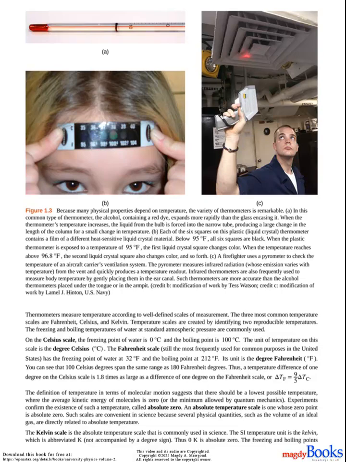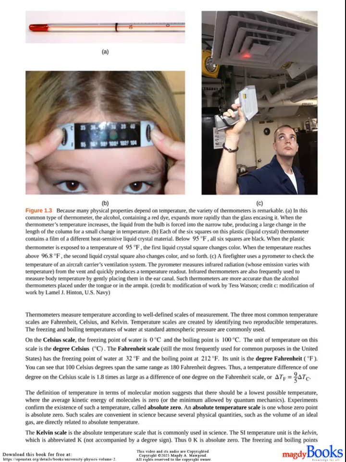The Fahrenheit scale, still the most frequently used for common purposes in the United States, has the freezing point of water at 32 degrees Fahrenheit and the boiling point at 212 degrees Fahrenheit. Its unit is the degree Fahrenheit. You can see that 100 Celsius degrees span the same range as 180 Fahrenheit degrees. Thus, a temperature difference of 1 degree on the Celsius scale is 1.8 times as large as a difference of 1 degree on the Fahrenheit scale, or delta T Fahrenheit equals 9/5 delta T Celsius.